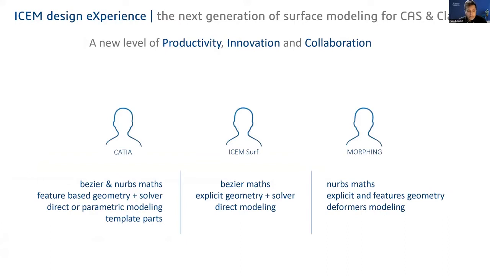So with CATIA population, with CATIA community, we take care about Bézier, NURBS, mathematics, feature-based modeling, so parametric modeling, and of course template and so on. The ICEM community is more based on Bézier mathematics, of course, explicit geometry, and I would say direct modeling, generally speaking. And as I said, morphing capability, so the morphing community are people that are more used to global deformation.